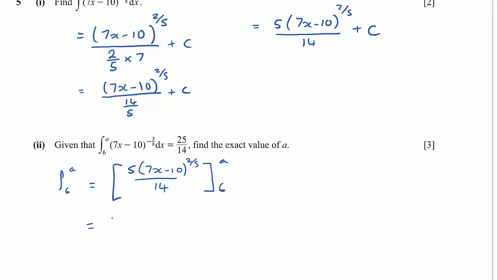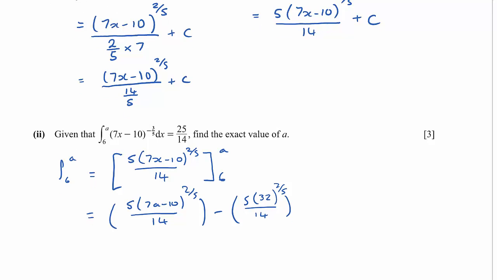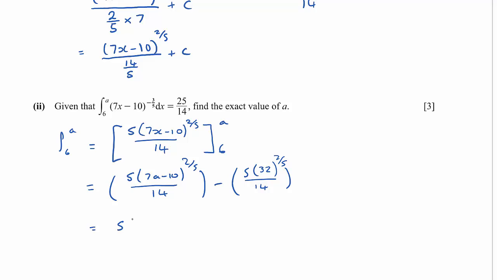So that's going to be equal to (7a − 10)^(2/5) over 14, take away, so let's think about this, 7 times 6 is 42, take away 10 is 32, to the power 2/5 over 14. And so what we have is (7a − 10)^(2/5) over 14.